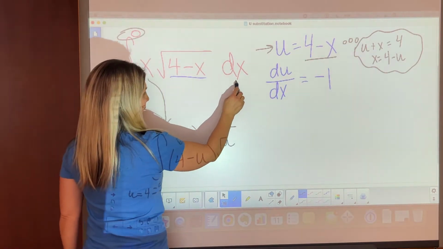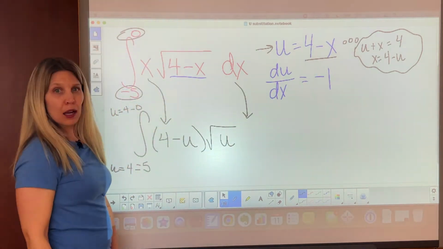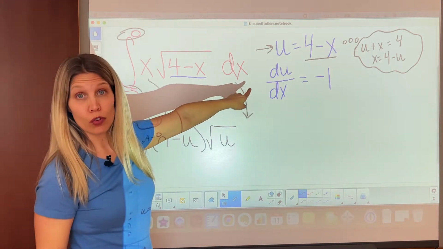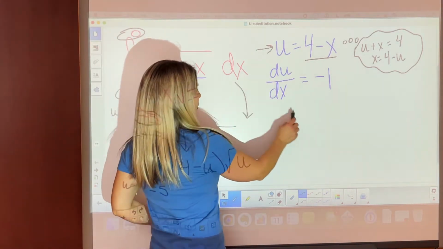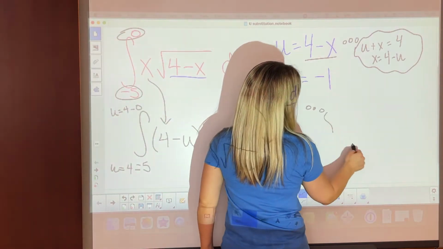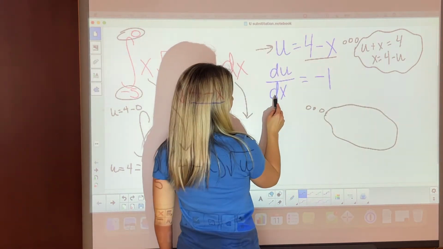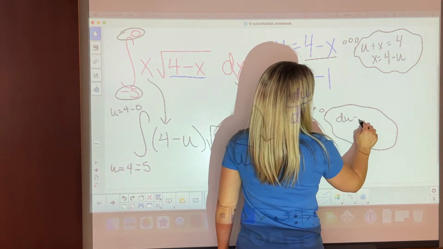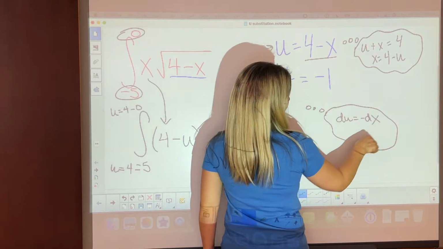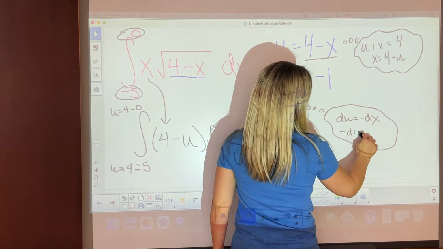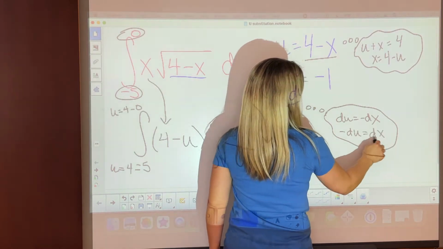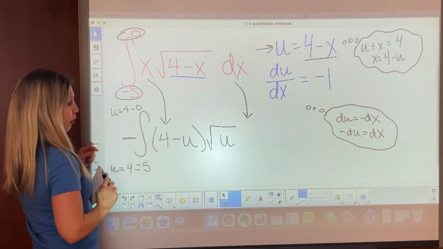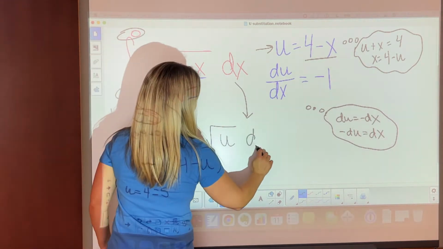Now what is dx? Because you have to replace it. This is why we took the derivative over here. So in this case, I have to solve this for dx. I'm going to multiply dx by the other side. du equals -dx. Divide out the negative. So dx equals -du. So I'm going to stick the negative sign out front, and I'm going to put du right here.